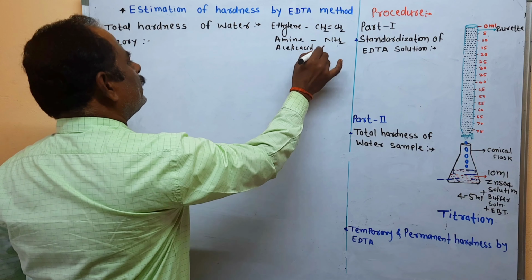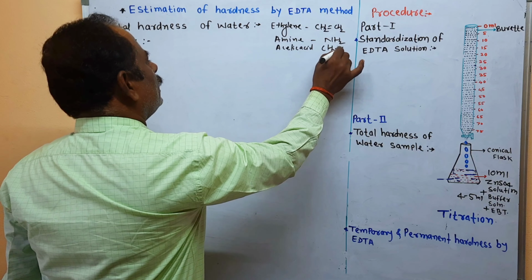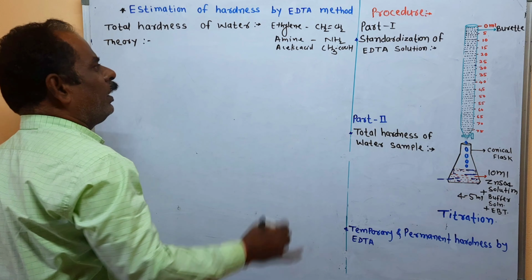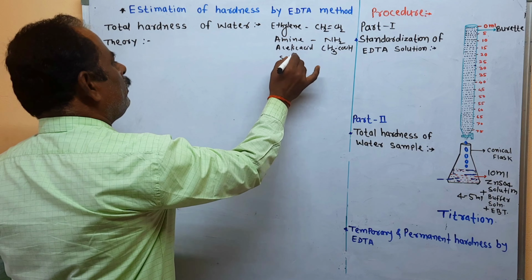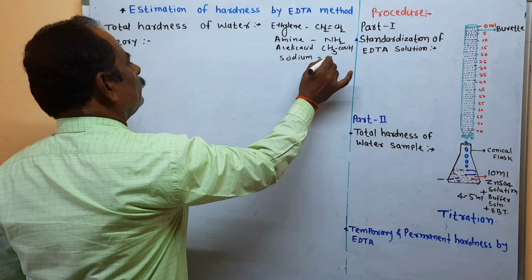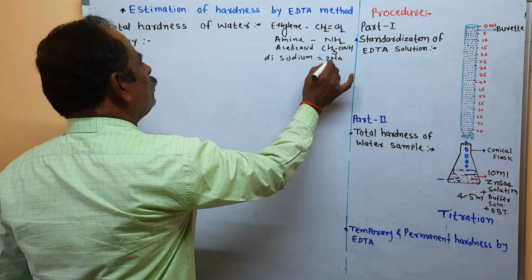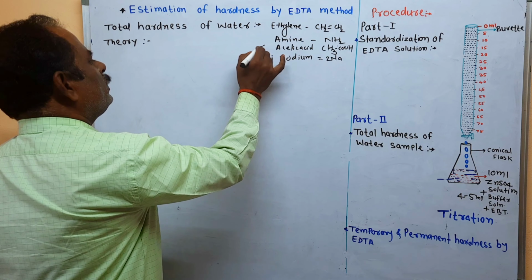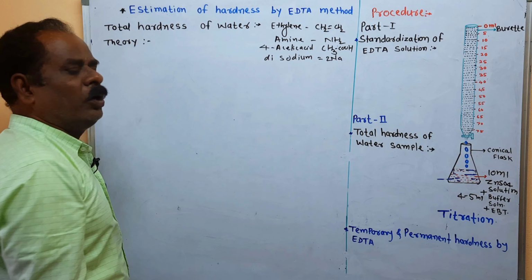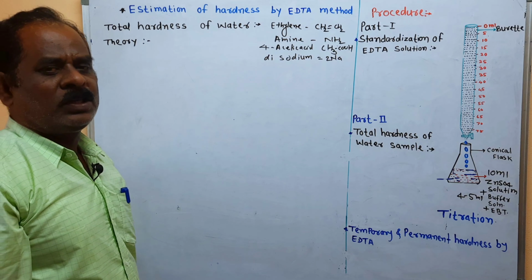The formula of acetic acid is CH3COOH. And you know sodium means Na. Disodium means they contain 2 sodium atoms. Tetra means 4 acetic acid molecules. How will you draw the structure of this Na2 EDTA?